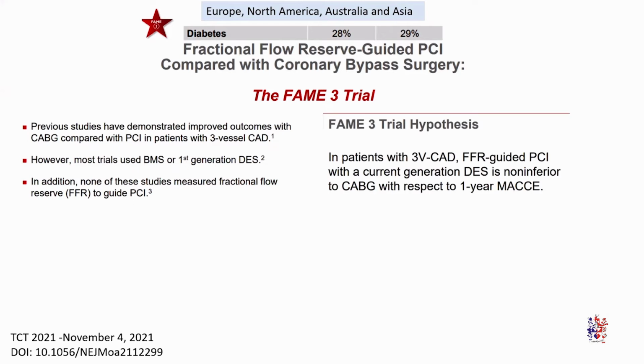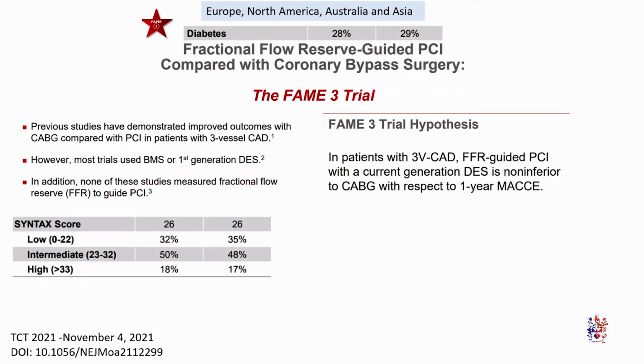So the FAME-3 trial was in patients with three-vessel coronary artery disease, FFR-guided PCI with the current generation drug-eluting stent, and they wanted to see if PCI in this scenario was non-inferior to bypass surgery with respect to 1 year 4-point MACE. And the study involved SYNTAX scores across the board. But if you look at it, the low SYNTAX score was at least a third involved in the trial. The intermediate were half, and only 17 to 18% were the high risk scores, which would tend to favor PCI.